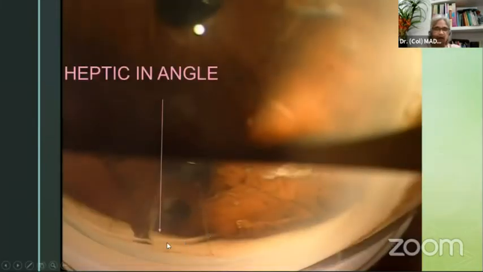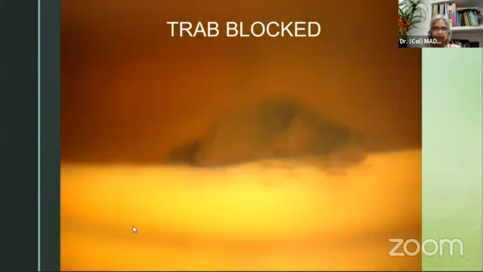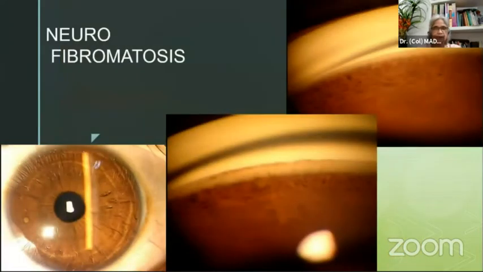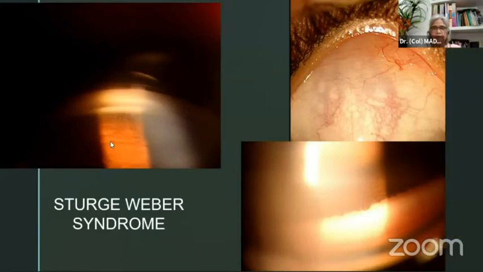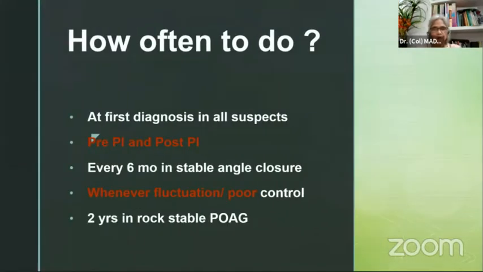This is a haptic which is sitting here in the angle. And this is a trabeculectomy which has been closed by the iris. This is a case of neurofibromatosis. You will see the angle is not properly formed. And this is Sturge-Weber syndrome, in which if you see here, there are so many vessels and the angle is again not properly formed.